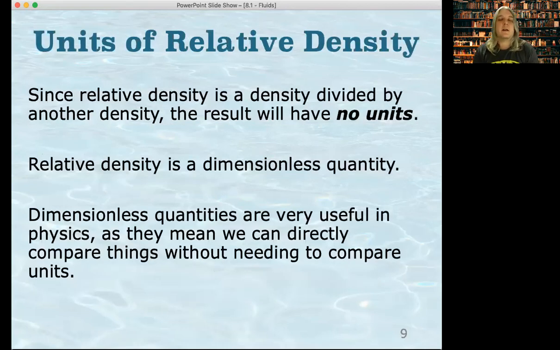And as I said, they'll cancel out, so we'll be left with no units, leaving relative density as a dimensionless quantity. You may or may not have heard of dimensionless quantities before. They are something that physicists tend to like. We tend to look for them because dimensionless quantities mean that you can always compare them. Right? You can compare the dimensionless quantity for different things without having to worry about whether they're in the same units, because there aren't any units. So it can be very useful.